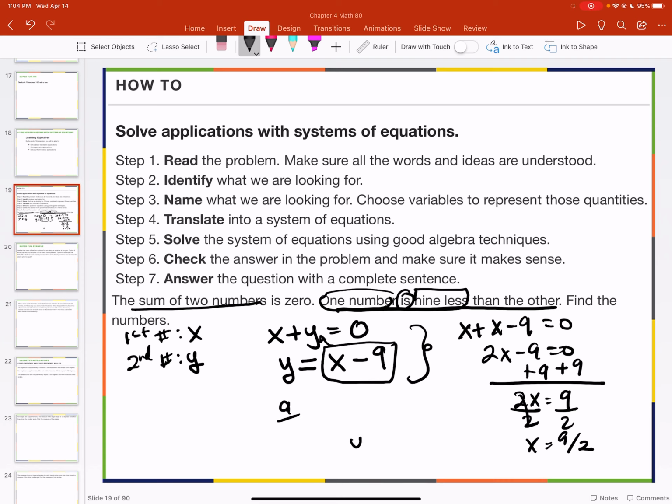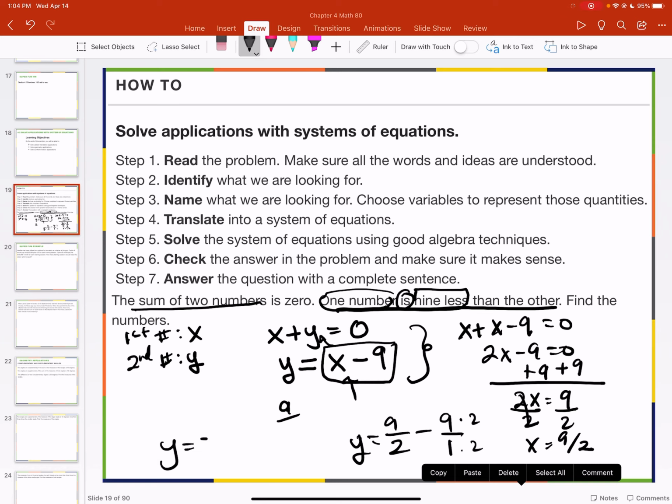Because plugging it into the first equation, or plugging it into here, you get y is equal to 9 halves minus 9 over 1 times 2 over 2. 9 minus 18 is negative 9, so y is equal to negative 9 over 2. So those are the two numbers, positive 9 over 2 and negative 9 over 2.